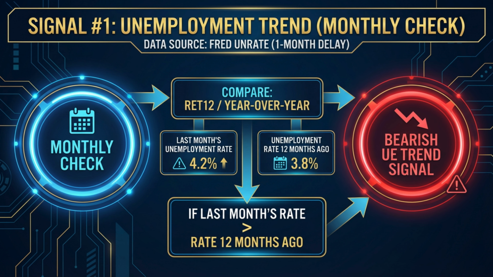The first gate is unemployment. RAA uses the US unemployment rate from FRED, importantly with a 1-month delay because that's how real investors experience the data. The rule is intentionally slow and simple. Compare the latest available unemployment rate to the rate from 12 months earlier. If unemployment is higher than a year ago, that's a bearish unemployment trend. This filter is trying to capture that the economy is deteriorating without overreacting to one weird month.